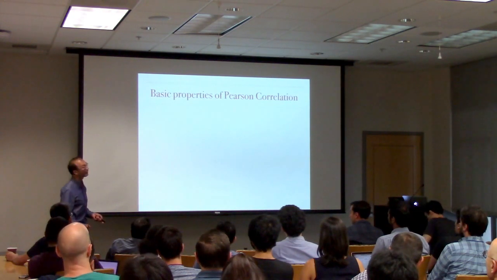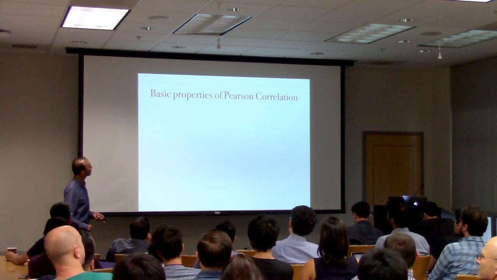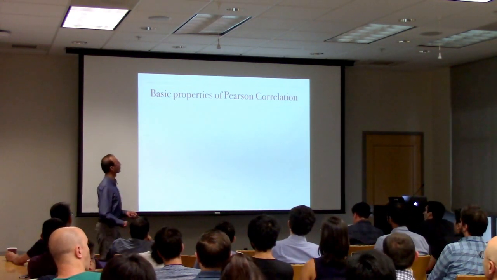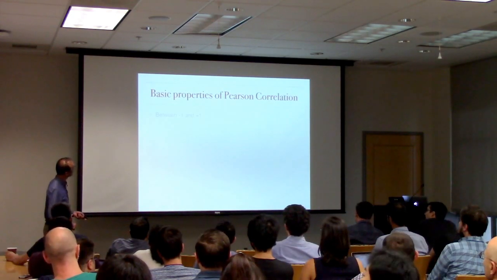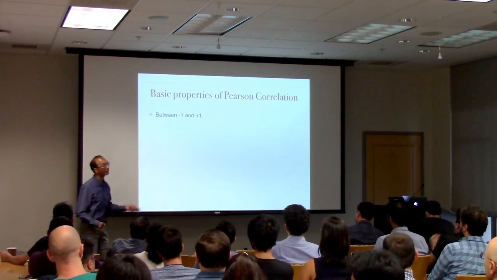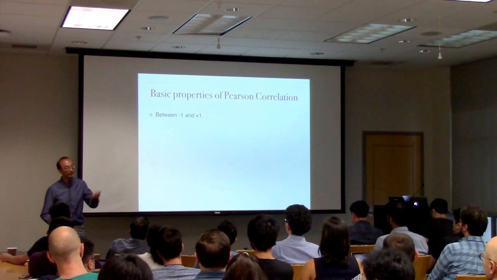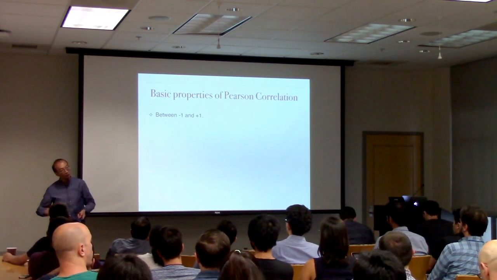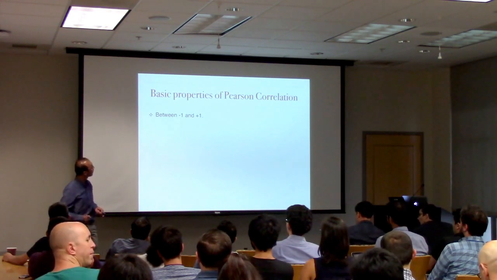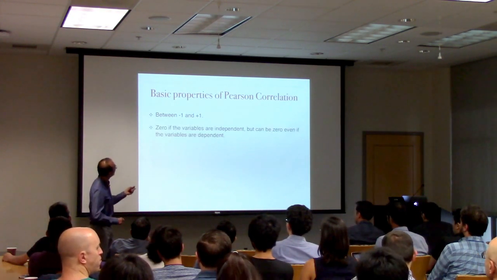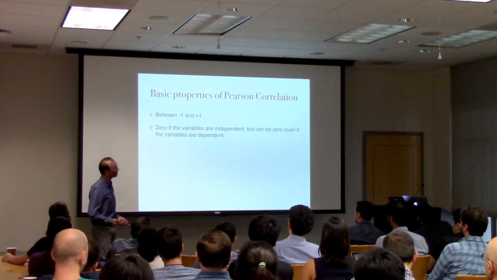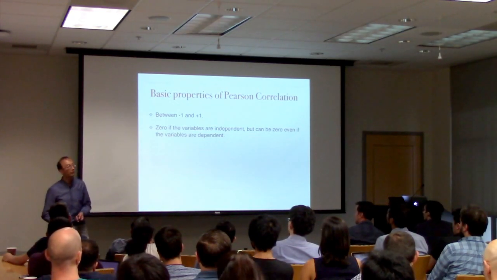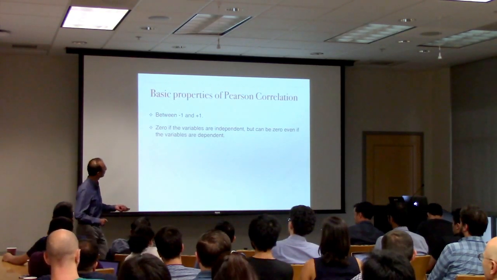So let's look at the basic properties of this Pearson correlation to see the strengths and weaknesses of this measure of dependency. First is normalized. So it's between +1 and -1. That's a good thing, because that means you can compare correlation between different random variables. It's a reasonable concept. Second, if the variables are independent, then it's 0. That's a sensible thing, right? 0 means no correlation, independence.